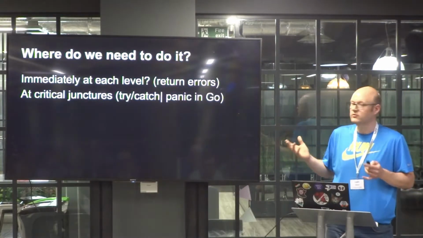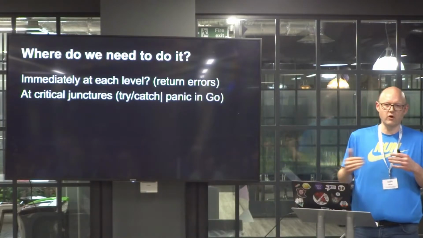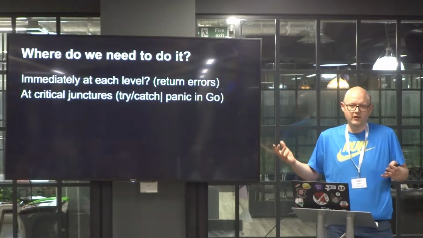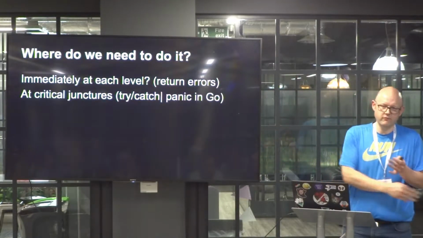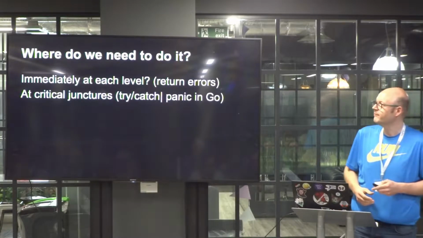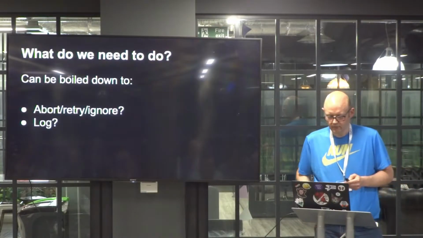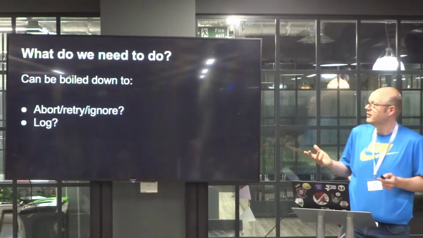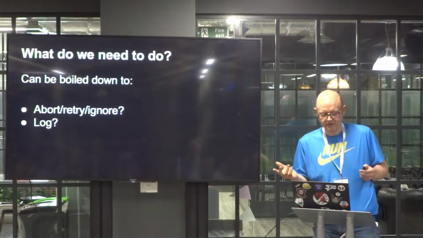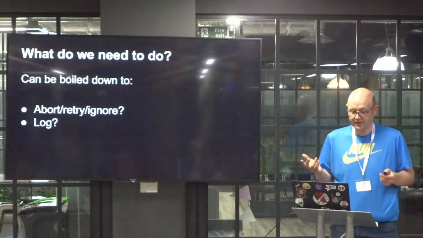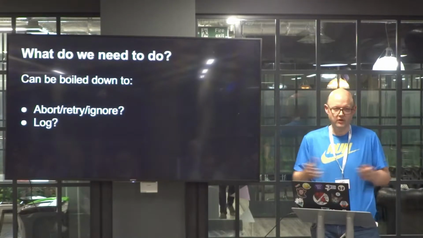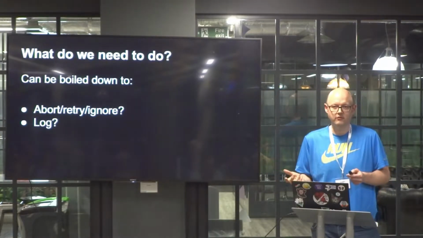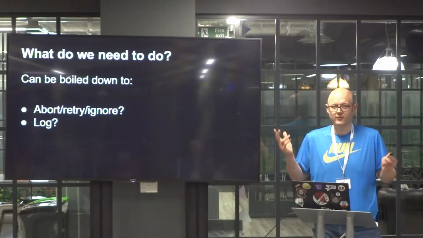Or is it just a critical juncture, so we have points in the code where we generally catch the errors? Because a lot of the time you don't care if an error happened, you may as well just let it bubble down to a later layer. So there's also what you need to do, because that really determines where you're going to catch it. In general, most of the things you need to do with errors boil down to three choices. You're going to abort, just die, or just abort what you're doing currently. You're going to retry the thing that you've just failed to do, or you're just going to ignore it because actually it doesn't matter.